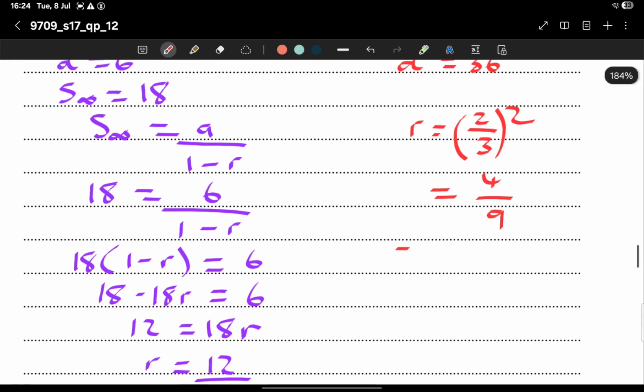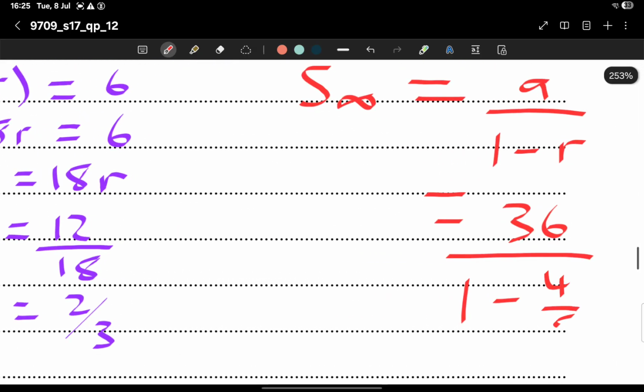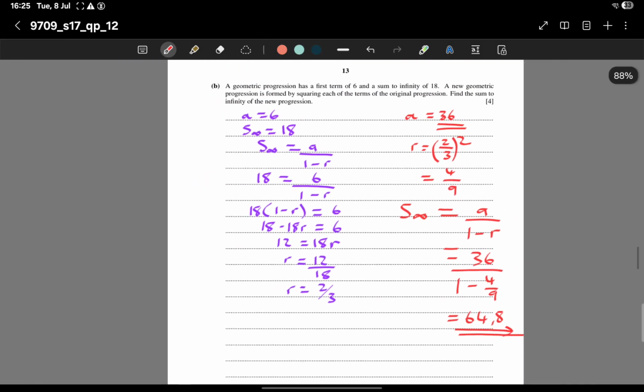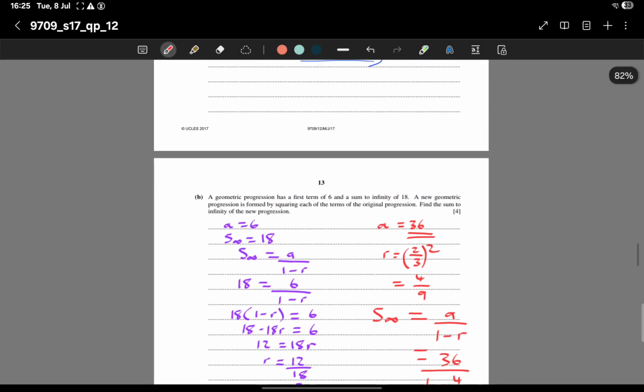Using that now, we are still going to use the same formula, a over 1 minus r, and we know our first term for the new one is 36, over 1 minus our new r, which is 4 over 9. And this is going to give us 36 over 1 minus 4 over 9, that's 64.8, and that will be our answer right there. And that's it for number 7.